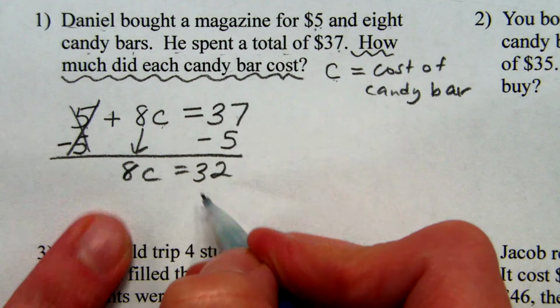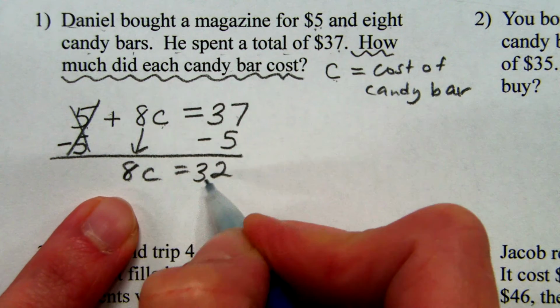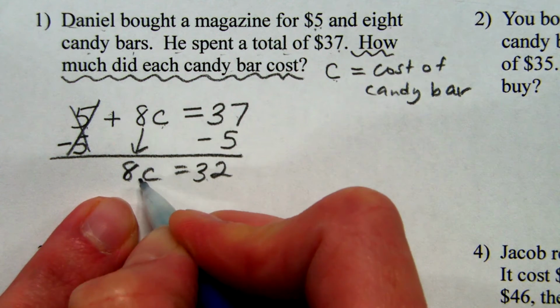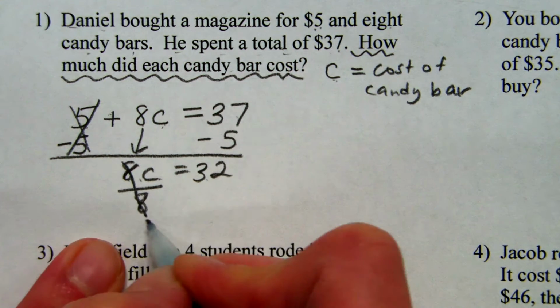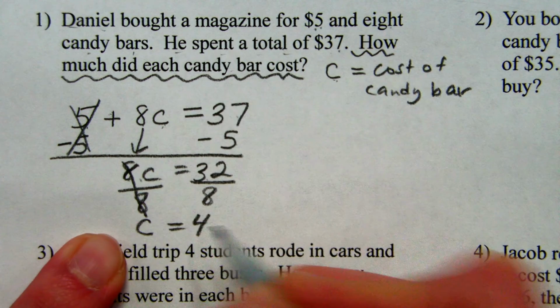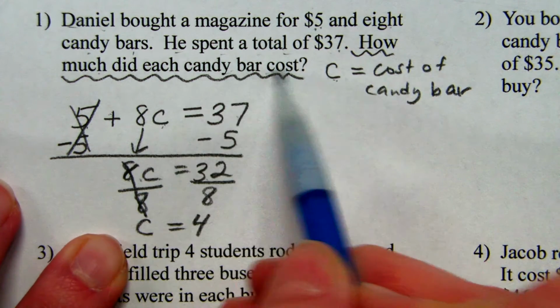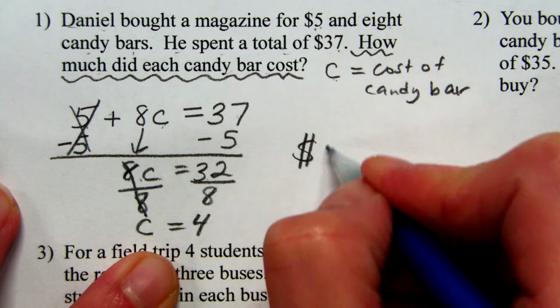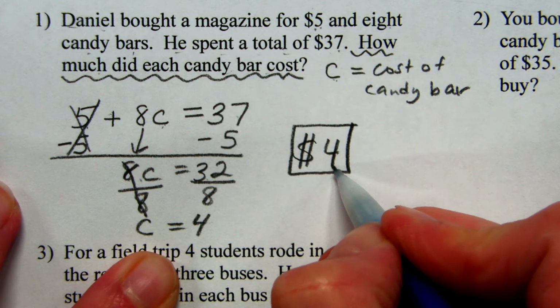Now that we've done that, we only have a one-step equation left. 8 times C is 32. So to get rid of multiplication, we divide. So you divide this side by 8. That gets C by itself. Divide this side by 8, and we get 4. So if we go back to what it wants, how much did each candy bar cost? We can label that. We know that each candy bar cost $4.